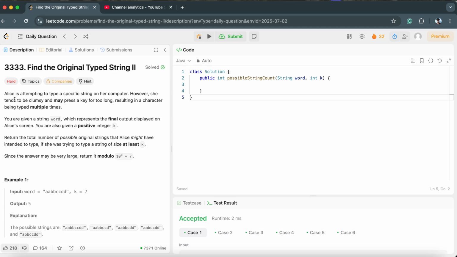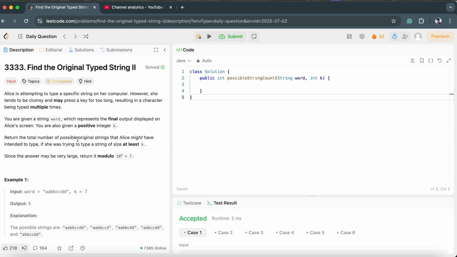Okay, so let's see what is given to us and what is being asked. Alice is attempting to type a specific string on her computer. However, she tends to be clumsy and may press a key for too long, resulting in a character being typed multiple times. You are given a string word which represents the final output displayed on Alice's screen. You are also given a positive integer k.